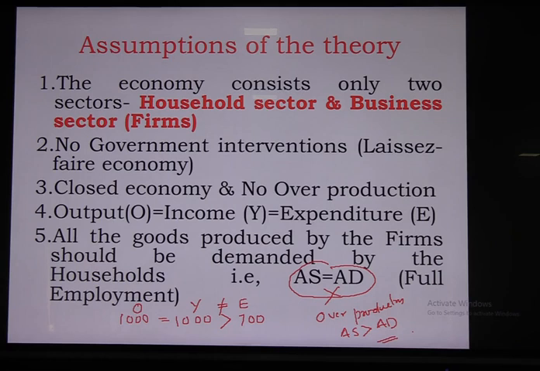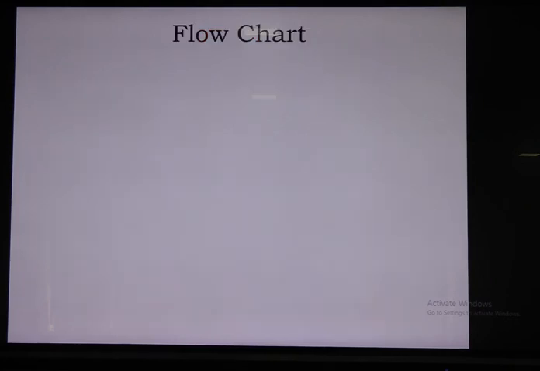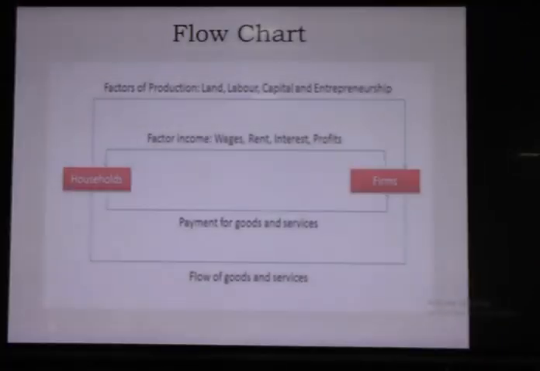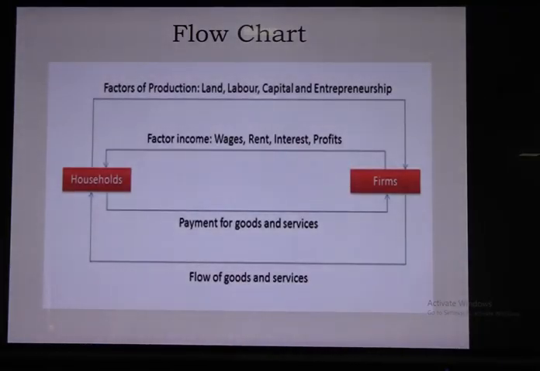These are the assumptions of the theory. Then how the flow will work, I can show with the help of the chart. This flow chart shows the circular flow of income in the two-sector model. Okay, don't learn this chart by heart, but you just need to know how these flows are coming from household and firm.